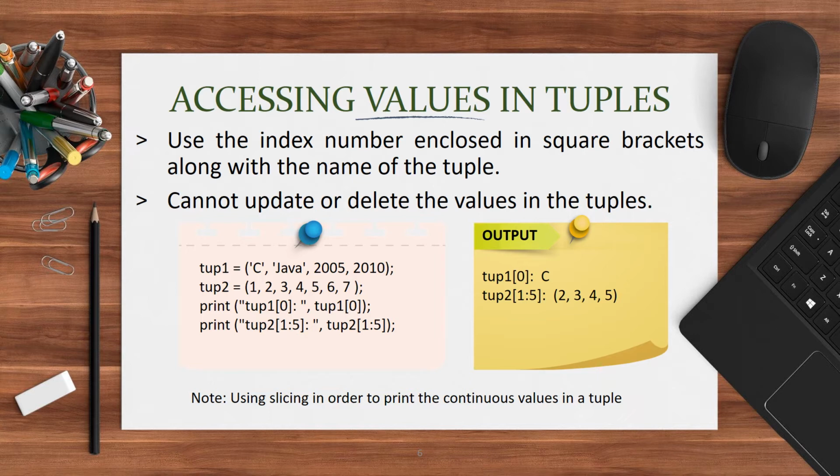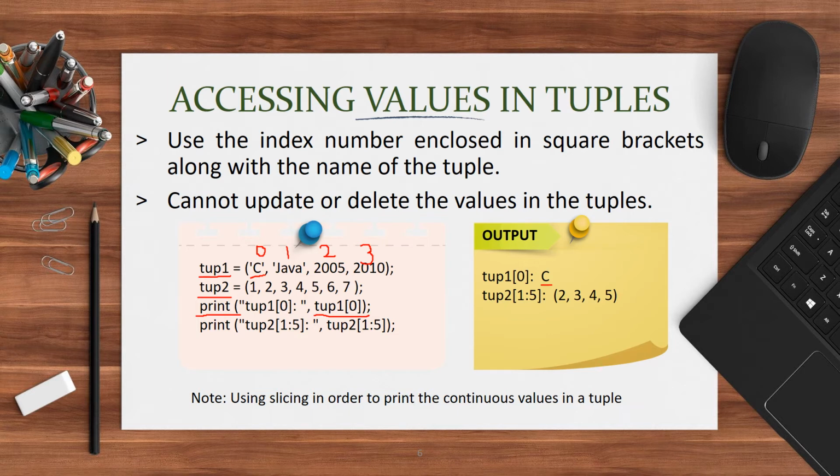Let us see an example. Here I have the variables tuple1 and tuple2. Now I am going to print tuple1[0], which displays the value at index 0 of tuple1. The index starts from 0, so this is 0, this is 1, this is 2, and this one is 3. So for tuple1[0], the value will be the letter C, and so C will be printed.